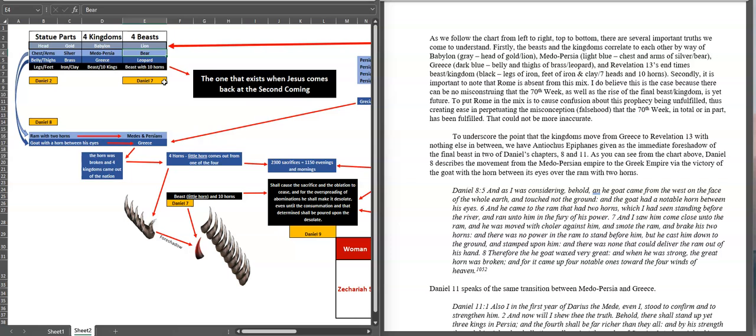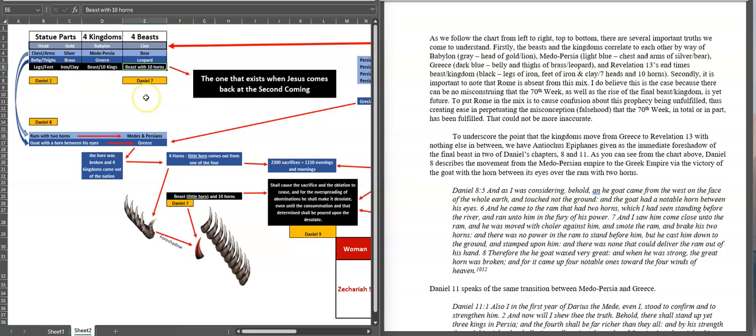Greece, which is the dark blue, that's the belly and thighs of brass, and the leopard with 4 heads. And then Revelation 13's end times beast/kingdom, which is in black, and that's the legs of iron and feet of iron and clay. That's the beast with the 7 heads and 10 horns. So that is how those things jive.